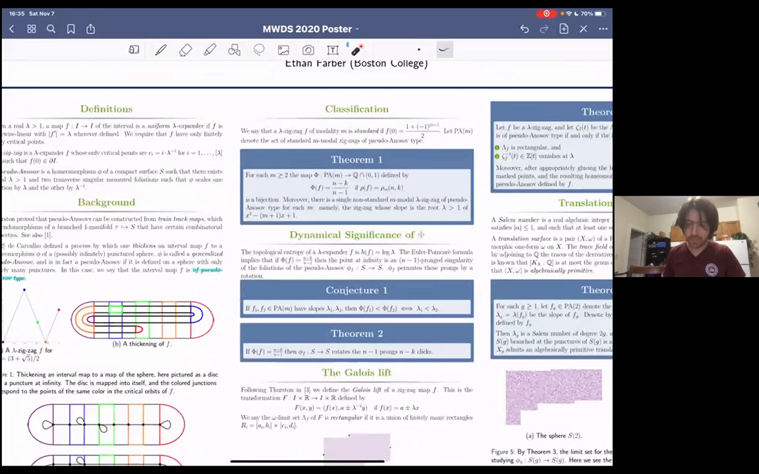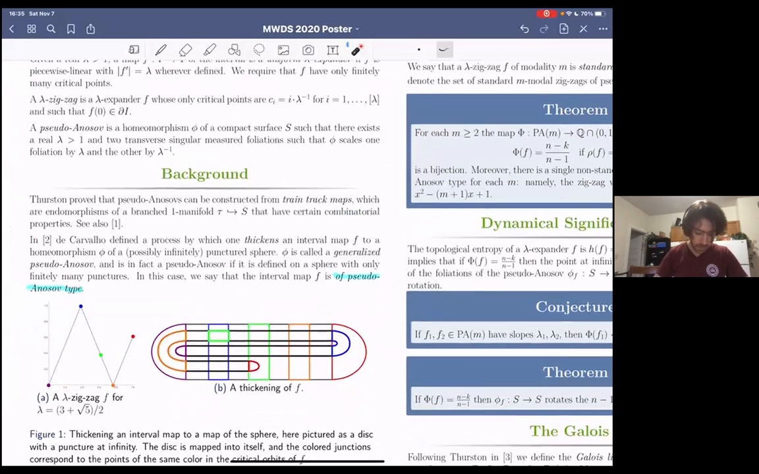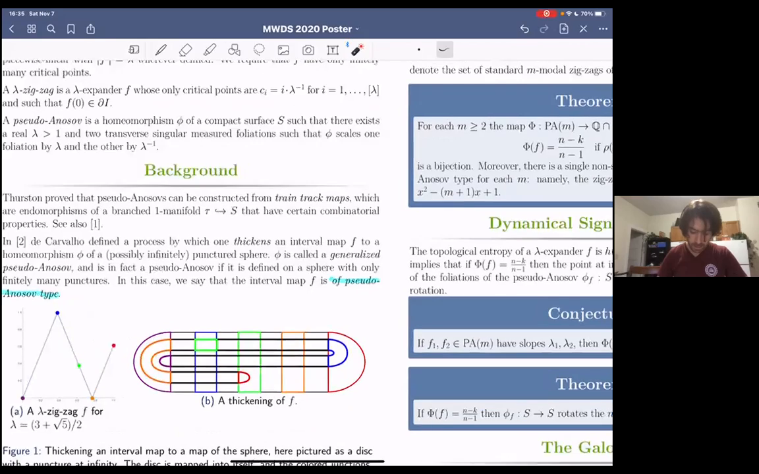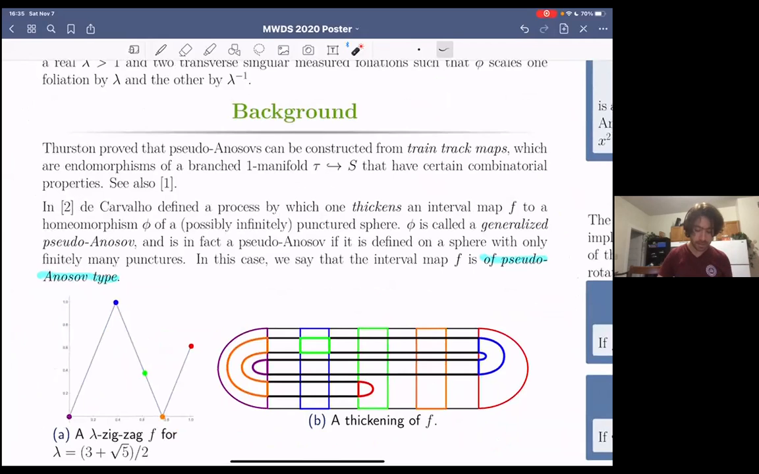Today, when I say a uniform lambda expander, what I will mean is, given a real number lambda greater than 1, some interval map that is piecewise linear of slope plus or minus lambda. Here is such a map down here. This is actually a special kind of expander. It's what I call a zigzag map. Specifically, it starts at 0, climbs all the way to 1, back down to 0, and keeps doing this for as long as it can.